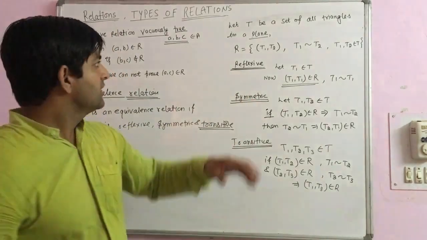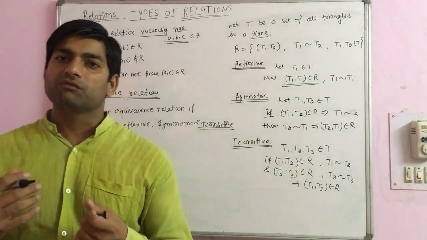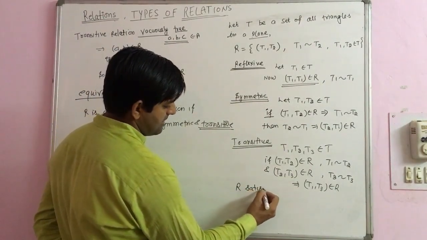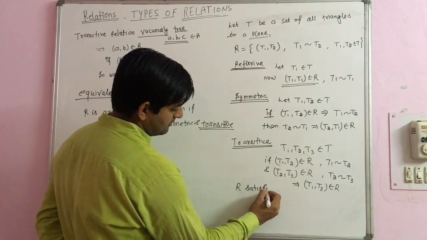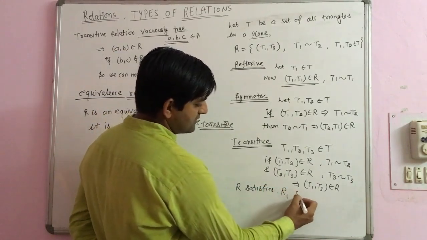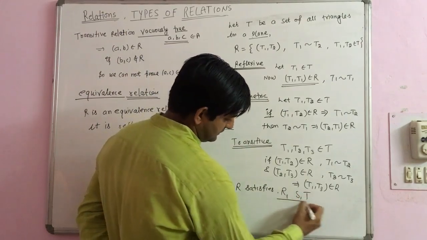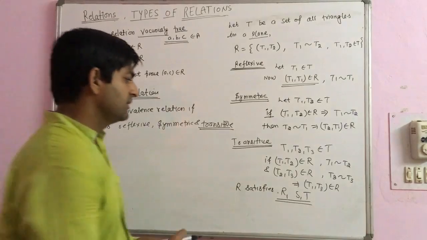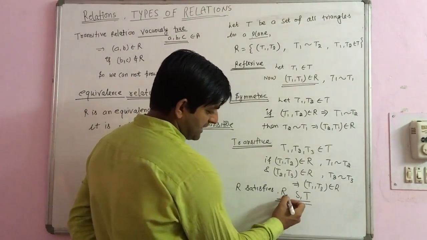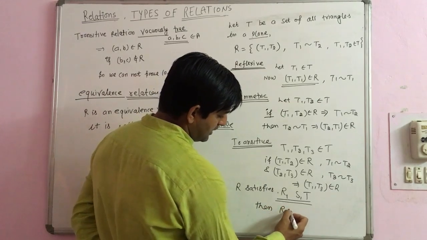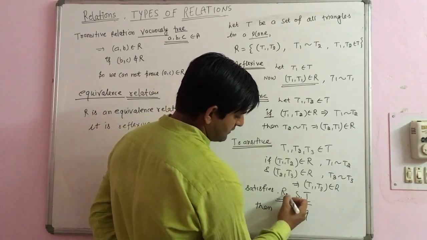Now this relation is said to be an equivalence relation. So R satisfies reflexive, symmetric, transitive. Then R is equivalence.